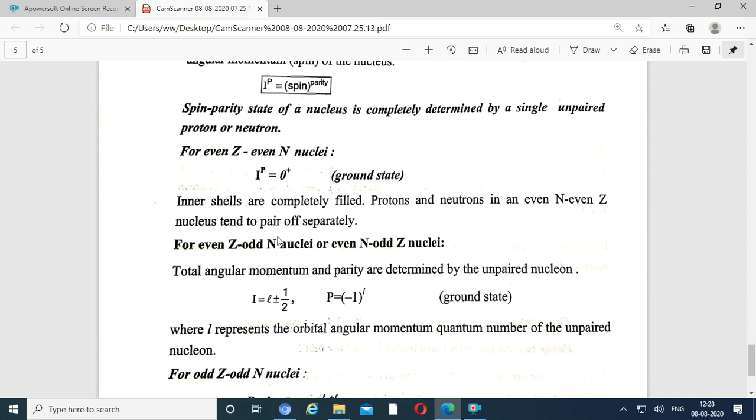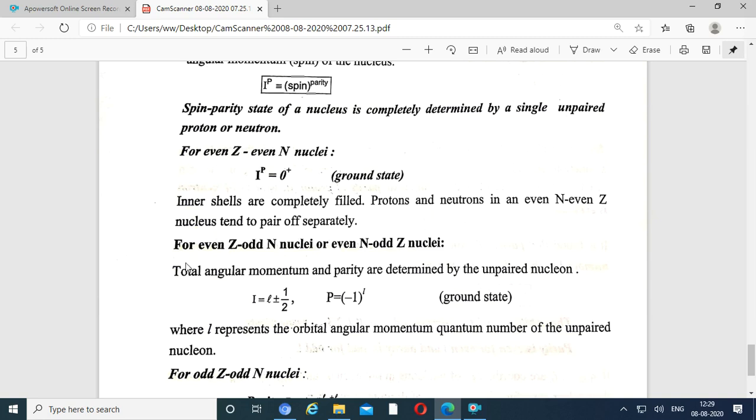As we have discussed, for even Z, even N nuclei, I^P equals 0 plus, that is, this represents the ground state. Inner shells are completely filled. Protons and neutrons in an even Z nucleus tend to pair off separately.